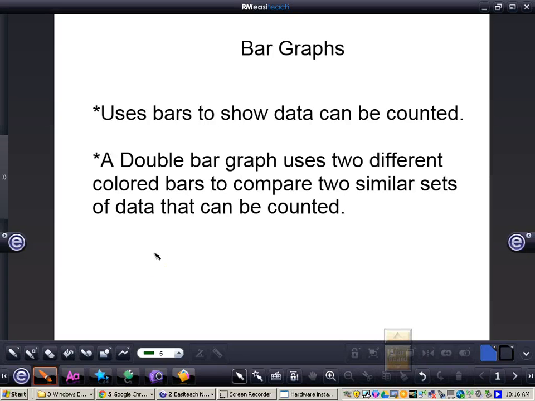In this video, we're going to be taking a look at bar graphs, and it's important to know that you use bar graphs to represent data and to show data that can be counted. And we're not only going to look at single bar graphs, but we'll also look at double bar graphs. A double bar graph uses two different colored bars to compare two similar sets of data that can be counted. So I want you to write both of these points down in your notes, and then we'll continue on throughout the video.